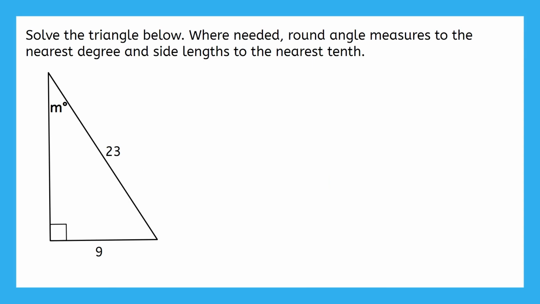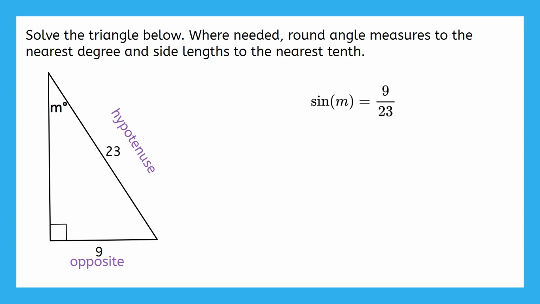Solving for m is going to be a very similar process involving inverse trig. We'll start by relabeling our sides. 23 is still the hypotenuse in this triangle, and from m, 9 is the opposite side. The trig ratio that uses the opposite side and the hypotenuse is sine. I can set up my sine equation to give me this.